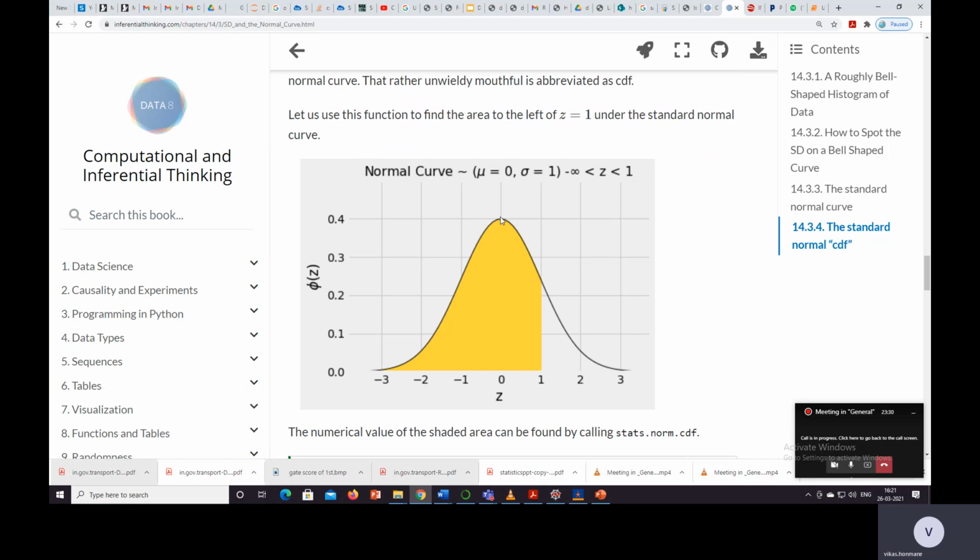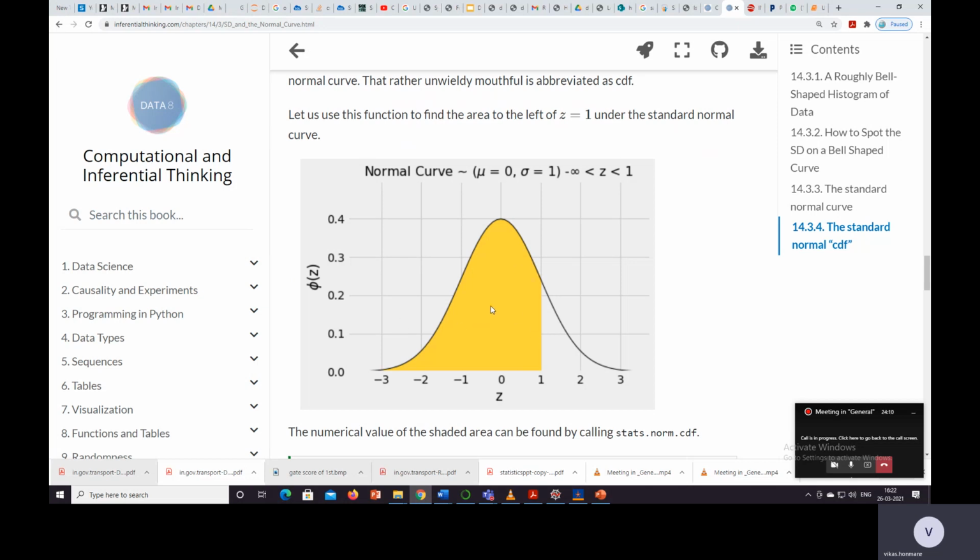So whenever the question in the exam is like find the area to the left of 0, or to the right of 0, then without any calculation, without any hesitation, you can say that the area on the left hand side of 0 and the right hand side of 0 is 0.5. But here it is asked to find the area to the left of z equal to 1.